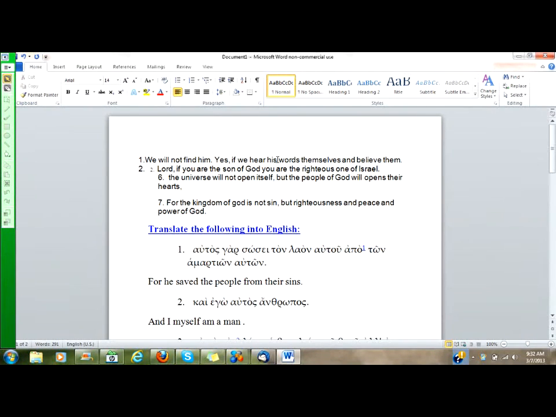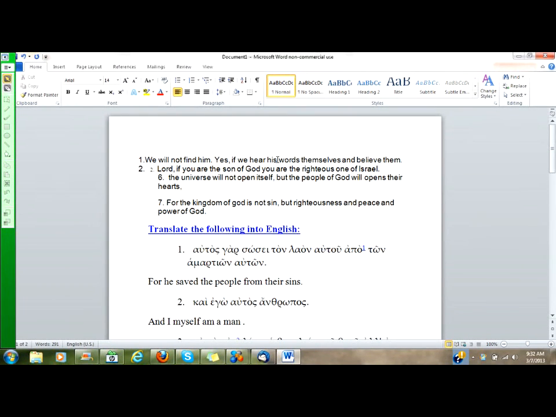It says "the universe." That's fine for kosmos. If you want to translate that "universe," that's fine. Although people are generally located here on Earth rather than throughout the universe, so you could say simply "the world." And we're talking about, of course, the people of the world here. Kosmos stands for the people in the world. We're not talking about the trees and the rocks opening their hearts. Ho kosmos ouk anoigei, the world will not open.